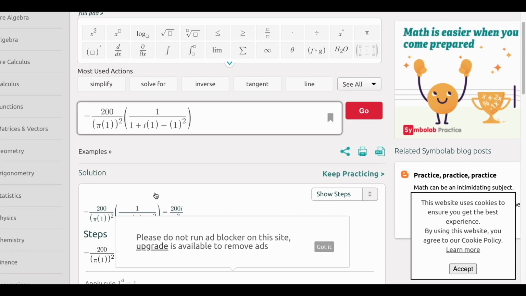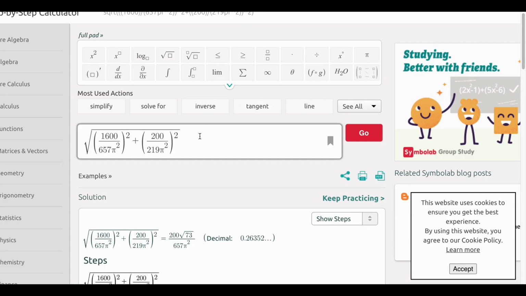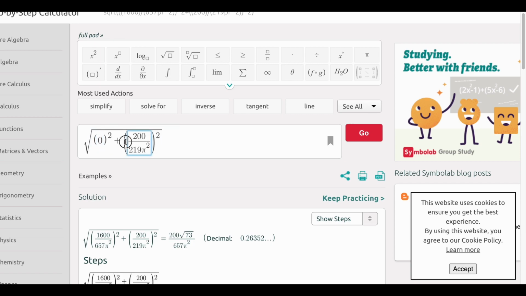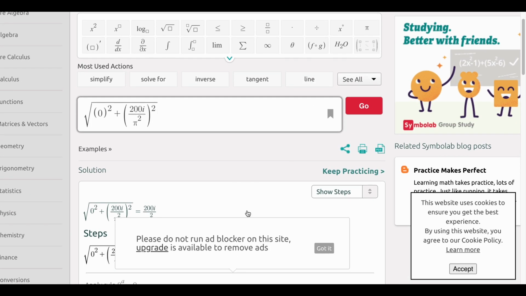And so that's going to give us this equation, 200i pi over 2. And now we need to convert this into polar form because this is currently in rectangular form. Whenever we have imaginary numbers, we're in the rectangular form. So to convert from rectangular to polar, we would need to first get the magnitude. That would be plugging it in here. Our real number is 0, and then our imaginary number is this value. And so if we click go, we're just going to get a 200.